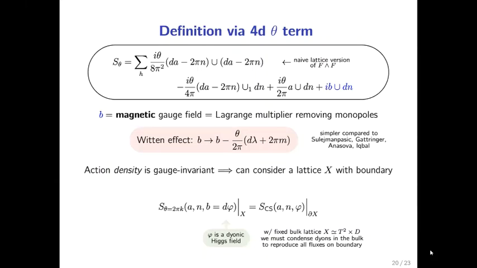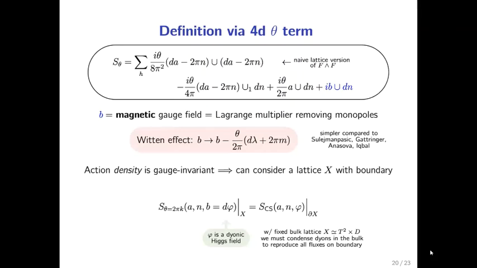But we can actually interpret this B, which is a one form, as a magnetic gauge field. So in these modified Boulogne formulations in 4 dimensions, the magnetic gauge field plays the role of this Lagrange multiplier. And due to the Witten effect, we can show that this action is only gauge invariant if we make the magnetic gauge field transform under electric gauge transformations.